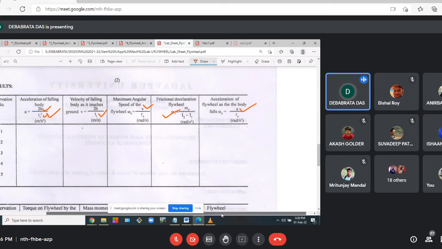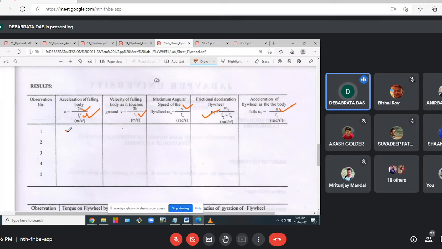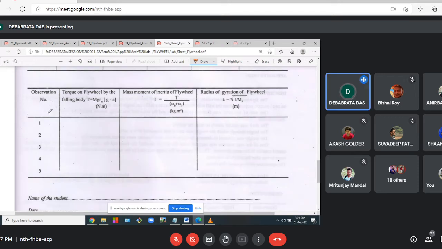So using t1 and t2, you have to fill up this table. Because r naught is given, and t1, t2 are given, and h is given, you have to fill up this table for 3 sets of readings. Clear? Okay, sir. And then 3 observations for this one.